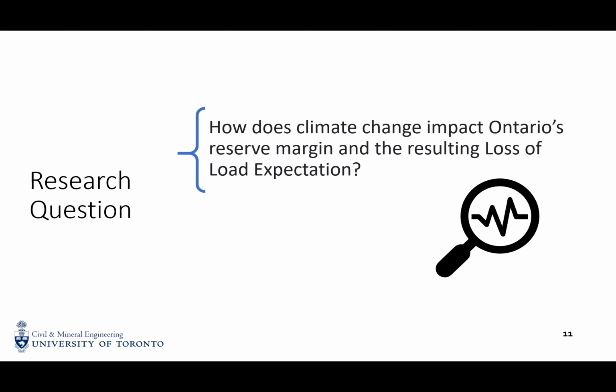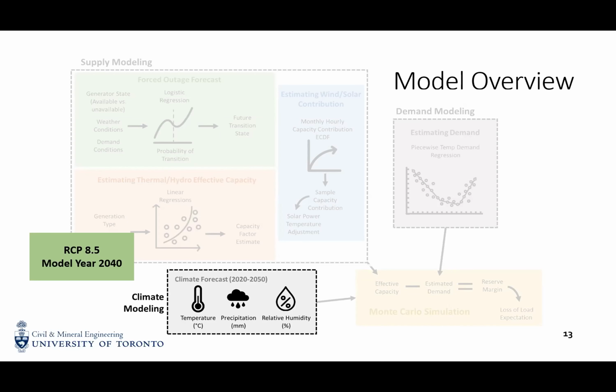As we know, our dependence on electricity is growing. It is therefore super important that we ensure we have a reliable supply in our changing future. So to answer the question, first we have to quantify the impact of climate change on supply and demand in Ontario. So for this presentation, I'll focus on the results for 2040. To calculate the loss of load expectation, we had to model the supply and demand for every hour in the year 2040. So the first thing we needed is our future climate.